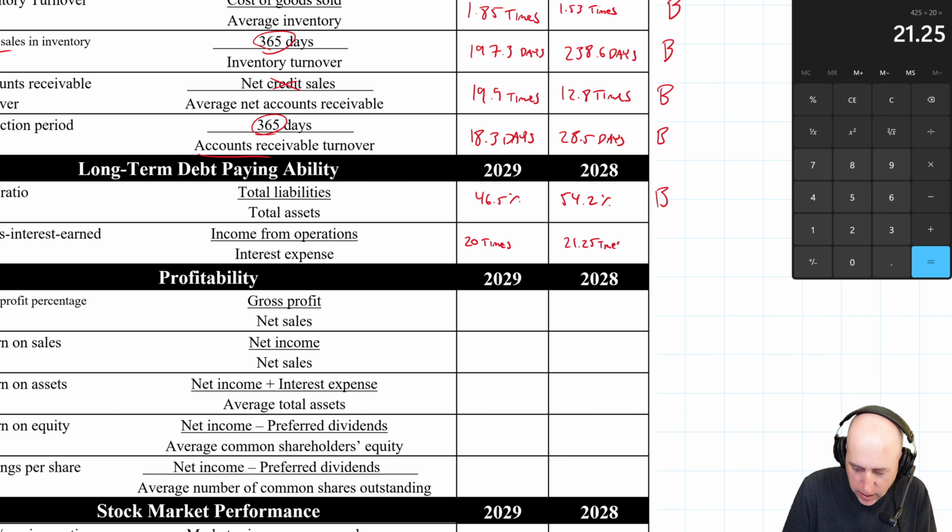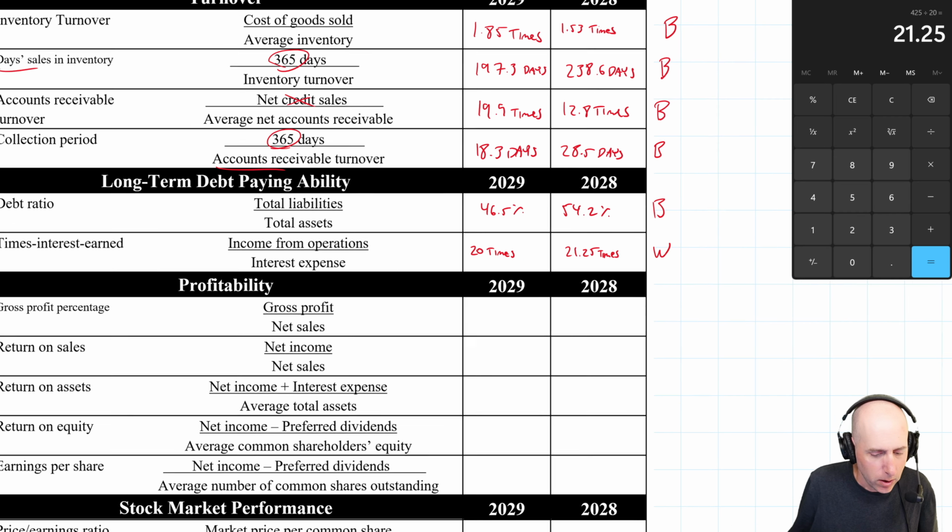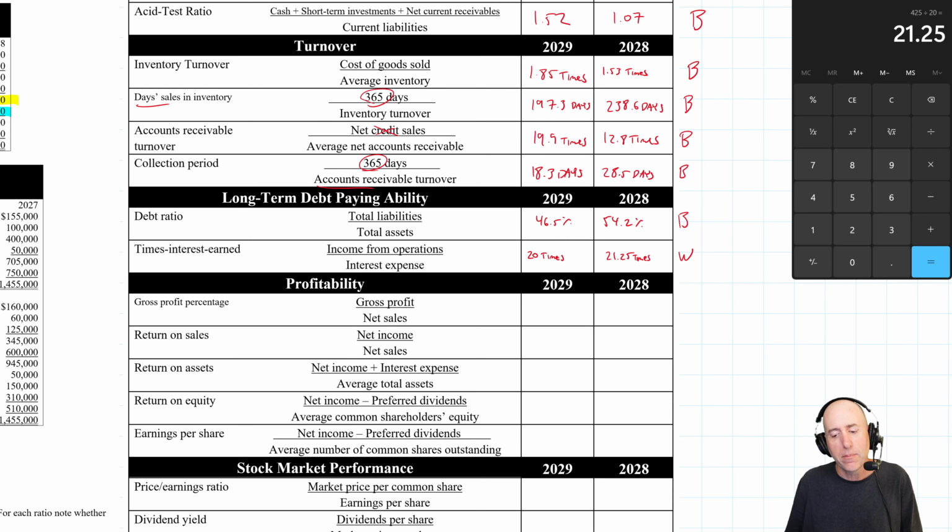So last year, I earned enough operating profit to cover my interest cost 21 times. This year, I earned enough operating profit to cover my interest cost 20 times. Is this getting better or worse? The answer is worse. You'd rather cover your interest costs more than less. So this is getting worse. So long-term debt paying ability, more of a mixed bag.